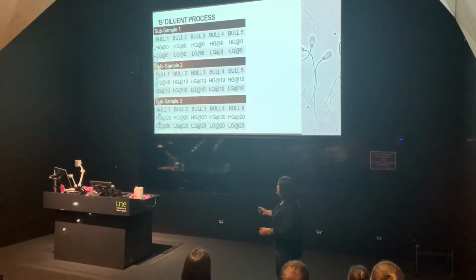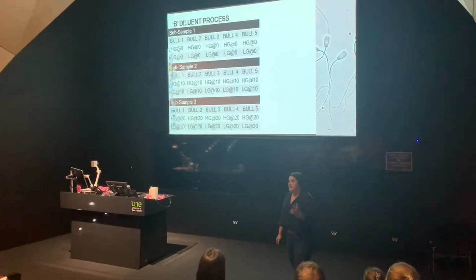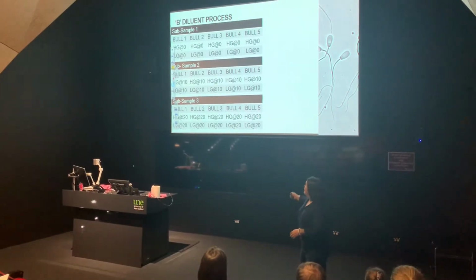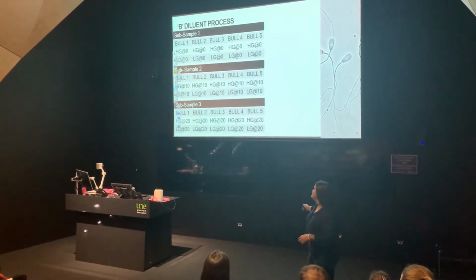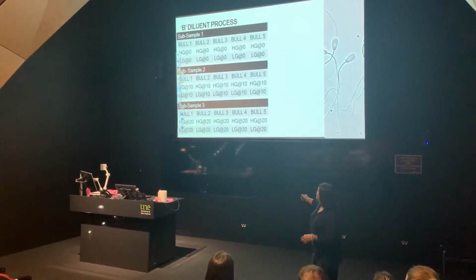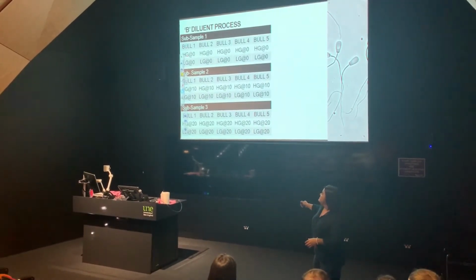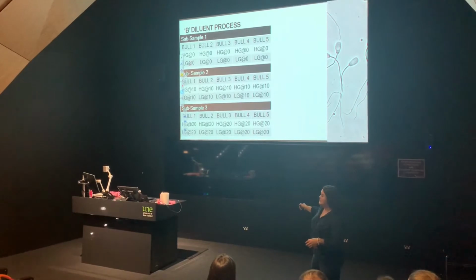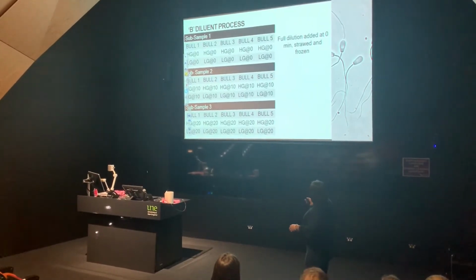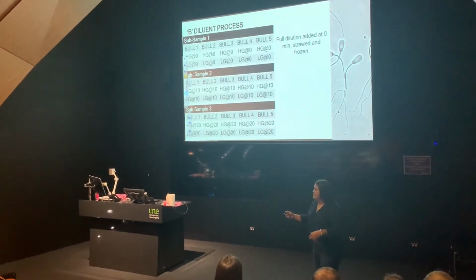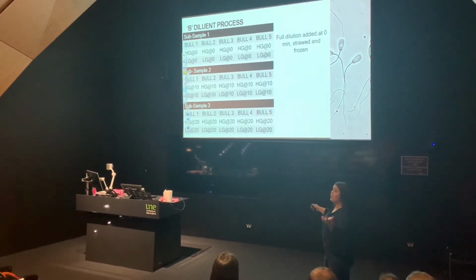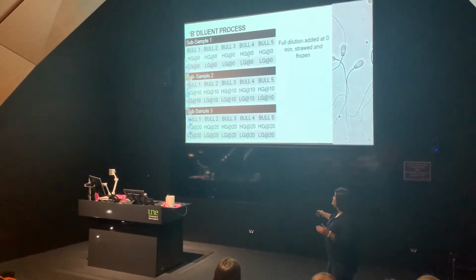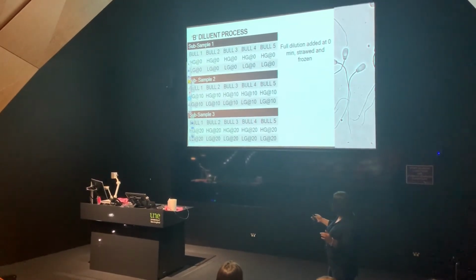So this is pretty much how I set up my experiment back in the lab once we got back there. As you can see, I've got my subsample 1, 2, and 3, which is my timings. And then furthermore, we separated into high glycerol and low glycerol levels. So in subsample 1, we had full dilution. We added all of the diluent to the samples. They were stored and frozen.